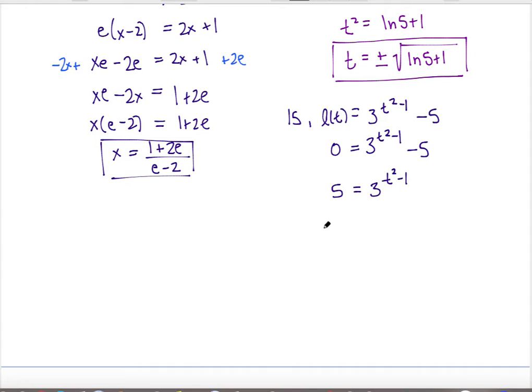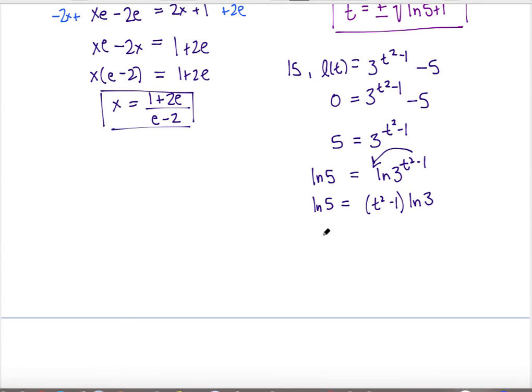And now in order to get this base 3 out of the way, I'm going to take the natural log of both sides again. And so what does that do for us? So I have ln of 5 equals ln of 3 raised to the t squared minus 1. So one of the properties of logarithms is that if I have an argument for a log that has a power, I can actually take that power and multiply my natural log by it. So this ends up being able to be rewritten as t squared minus 1 times ln of 3.